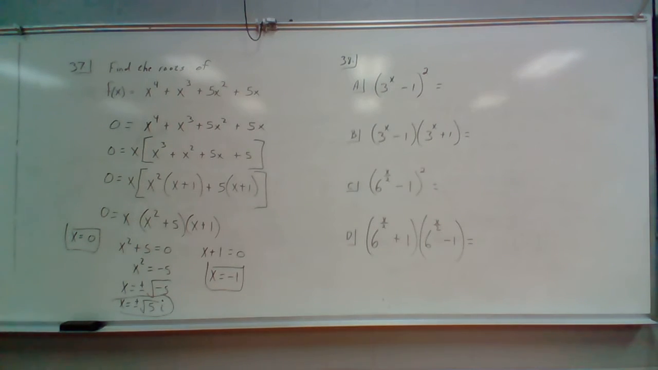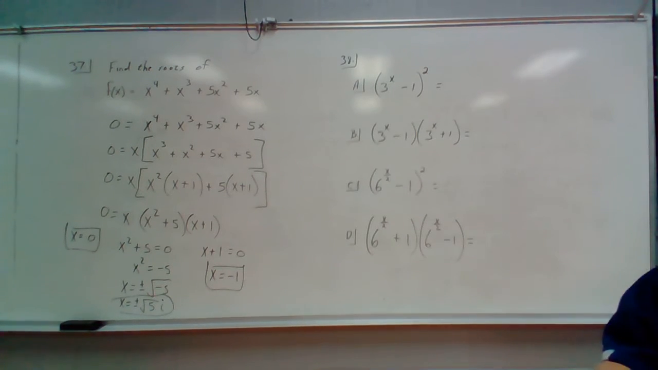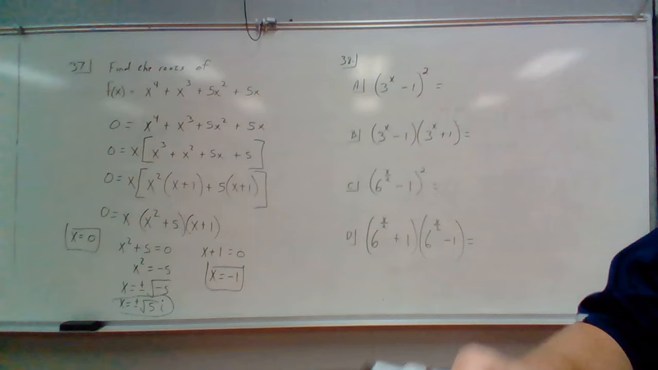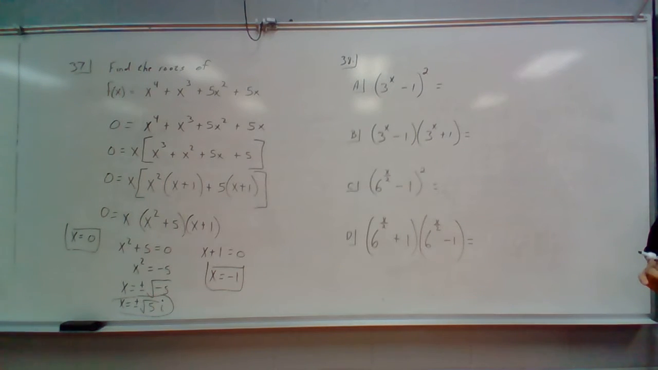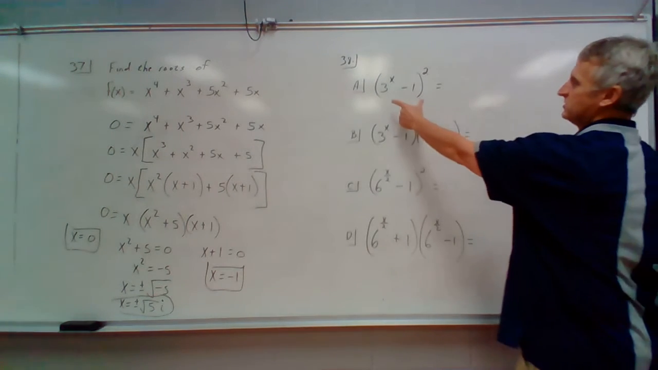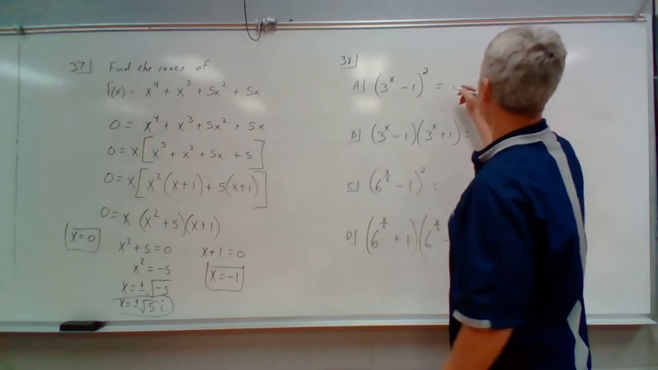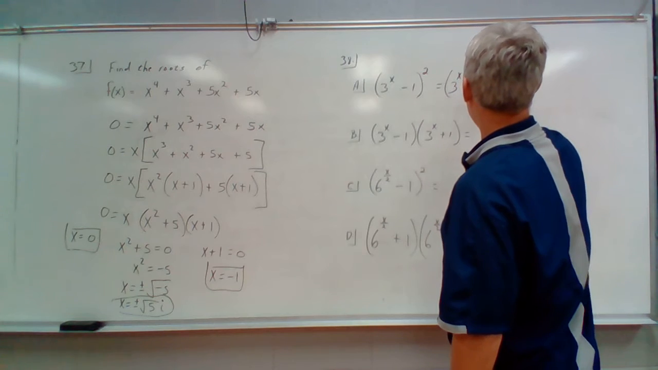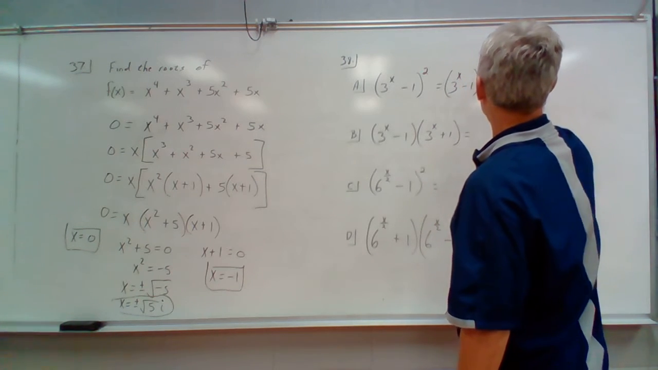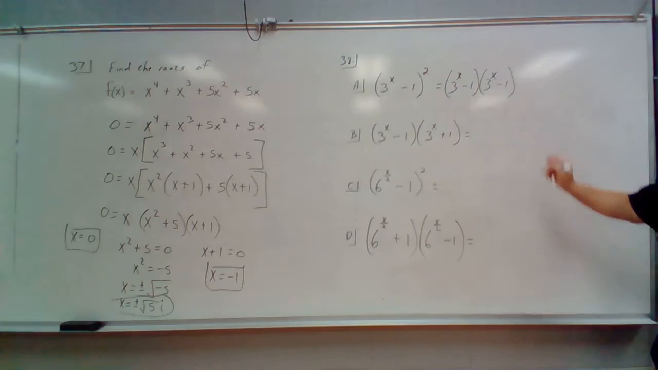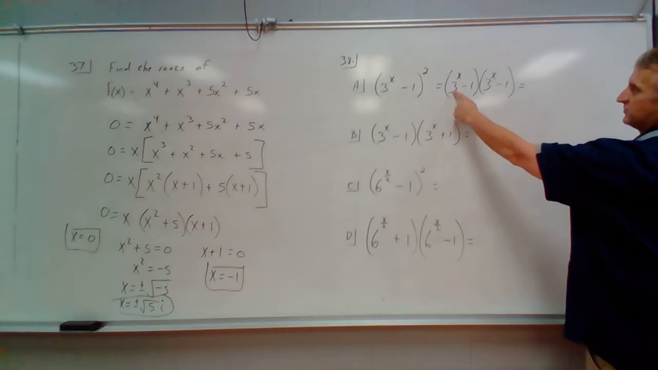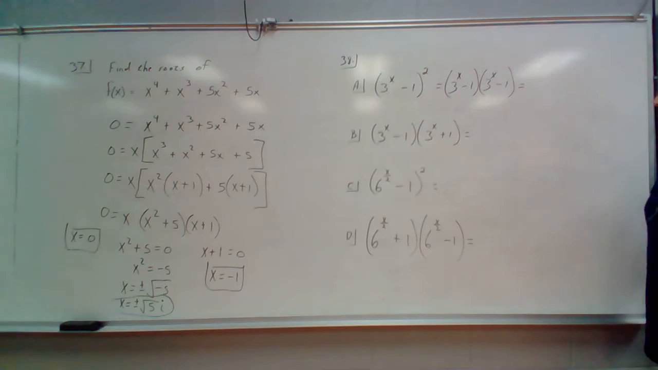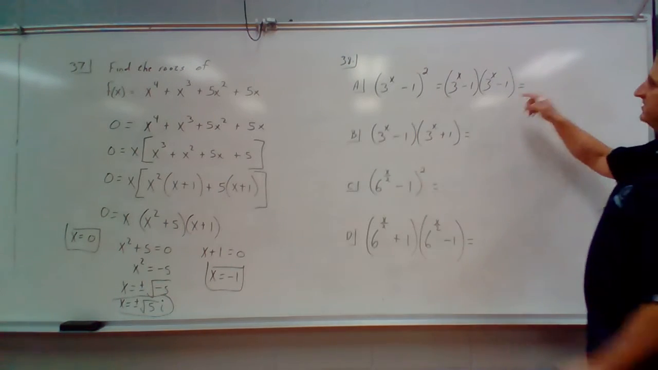All right, let's have a look at 38. If I'm going to square this expression, that means to multiply it by itself. So that'll be 3 to the x minus 1 times 3 to the x minus 1. And then I just distribute it out. So 3 to the x times 3 to the x. Let's be really careful here.